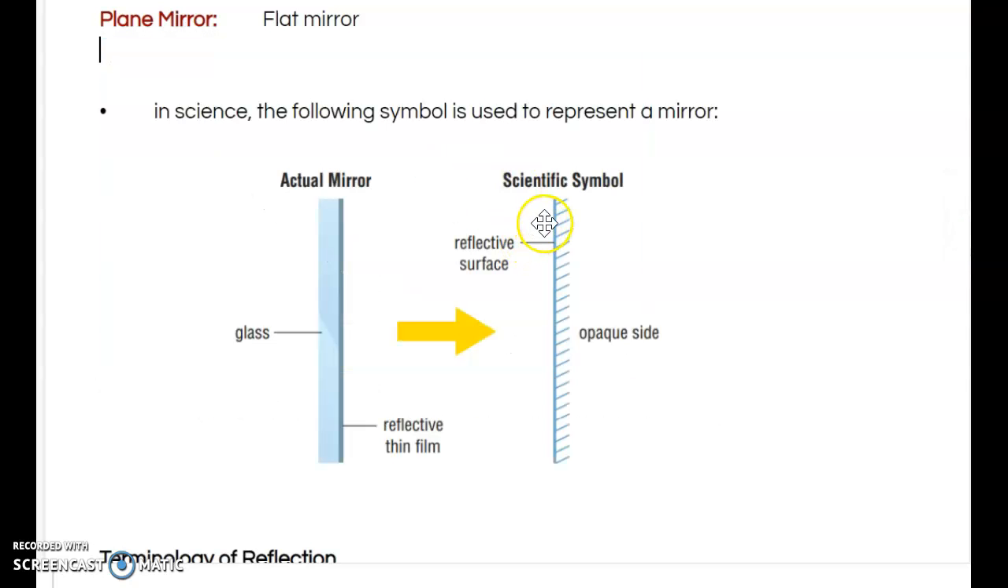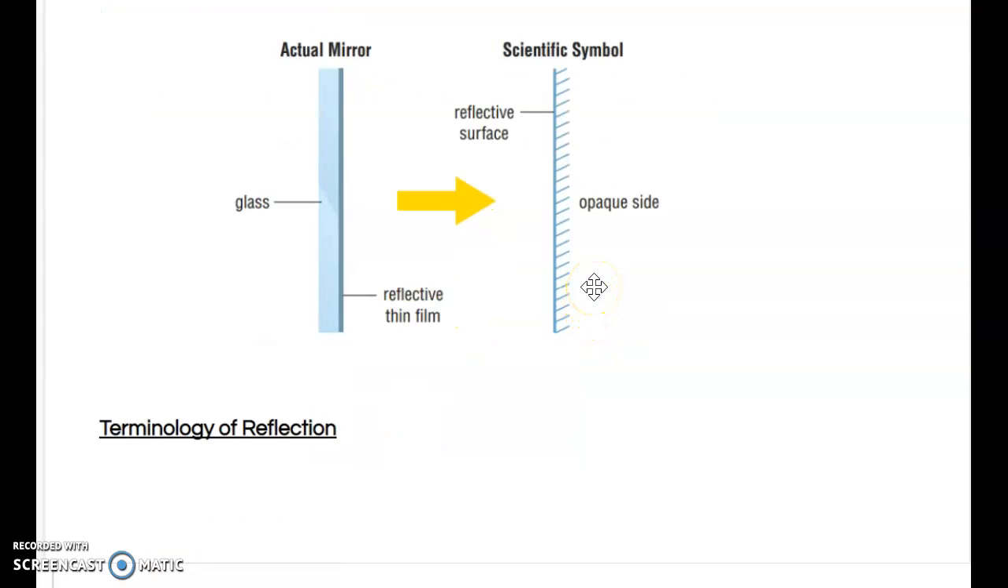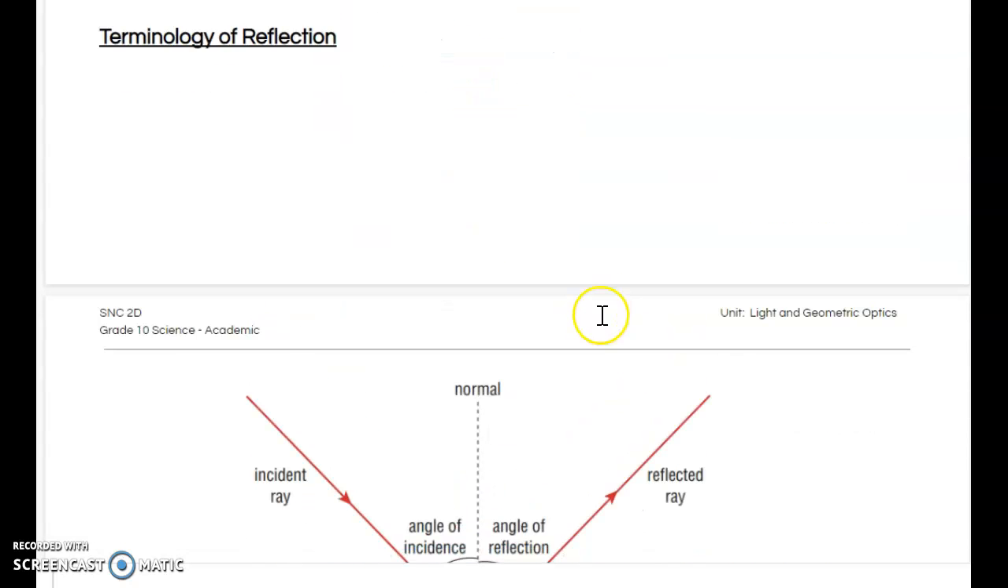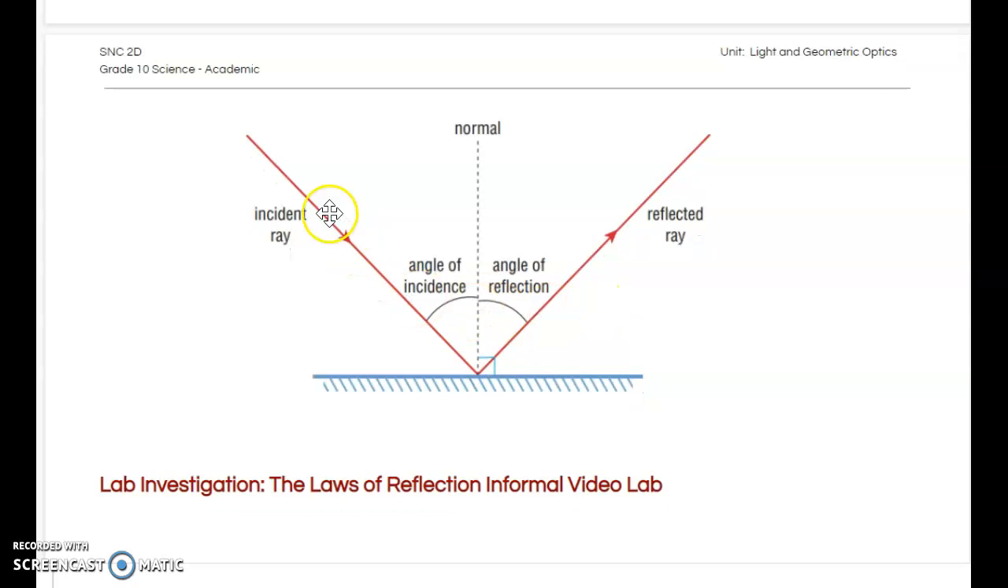Okay, so your incident ray travels in one direction. Some terminology you're going to need to know before you actually jump into this lab: before you move into the lab, you're going to have to know a number of different things. One is incident ray. We've talked about the incident ray. That's your incoming light ray hitting the mirror. Okay, then you also have a reflective ray, right?